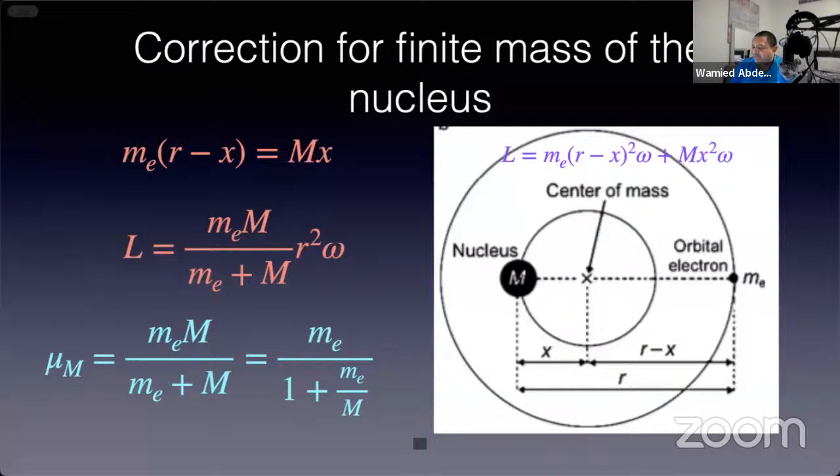So again, we can repeat the same derivations. The only thing we need to take care of is the angular momentum of the system. Now the electron is rotating around the center of mass, not around the nucleus anymore, and the nucleus is also rotating around the center of mass. Do you know how to calculate the center of mass of such a system? Or should I show you? For example, to derive this formula here.